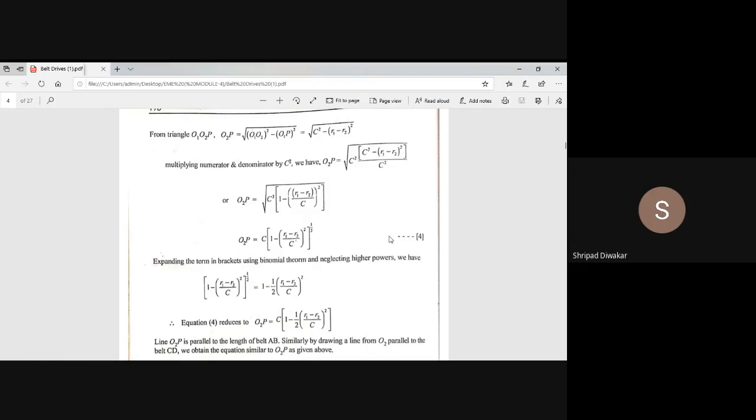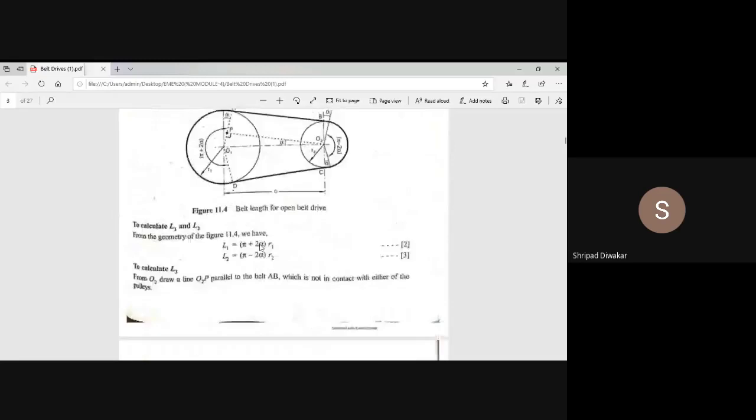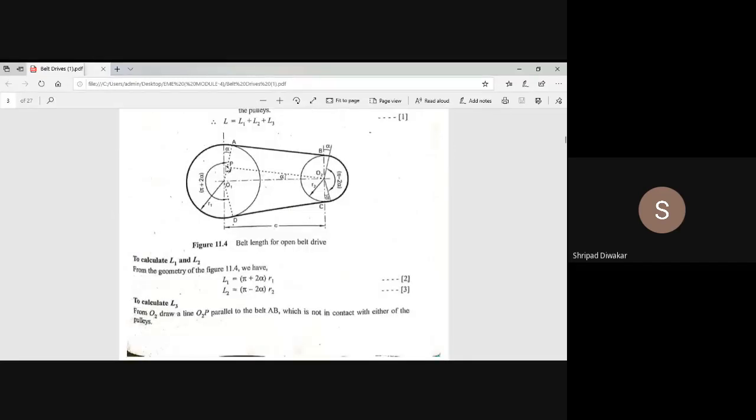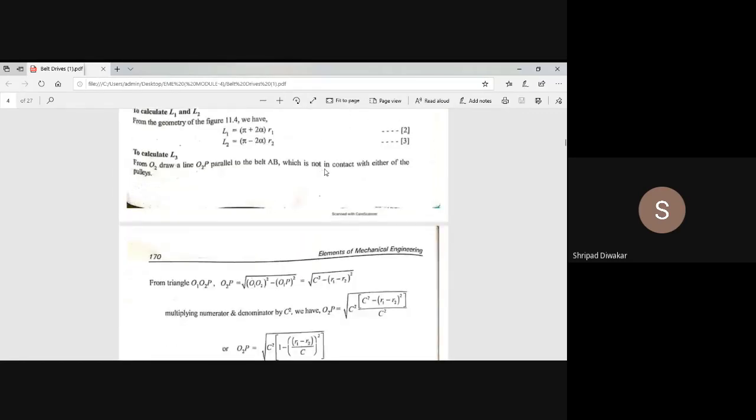Now we are getting equation number 4 as O2P. What is O2P? O2P is the length we draw from center point O2, which is exactly parallel to AB. In order to find AB, first we find O2P, because O2P and AB are the same. Once you get this length, easily you can say that this length equals this length. For that purpose, we are finding O2P: O2P equals C into (1 minus (R1 minus R2 divided by C) square) to the power of half.